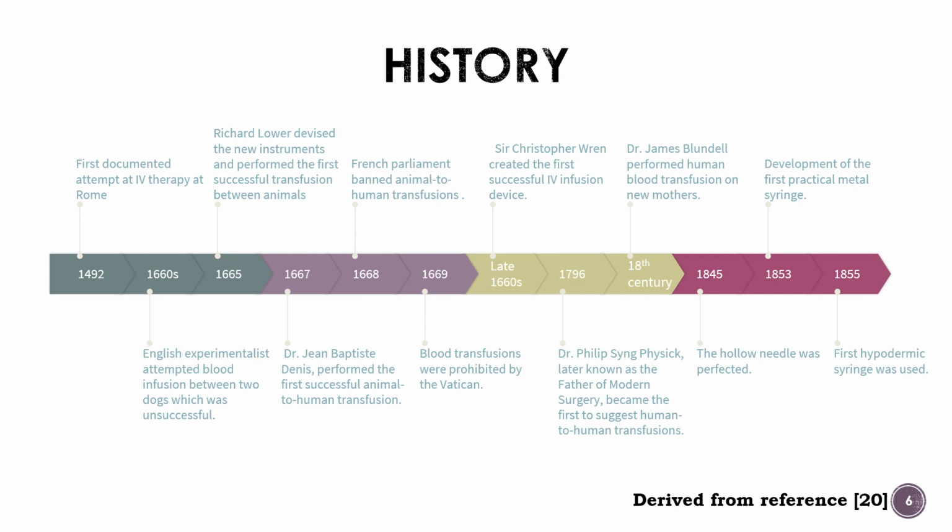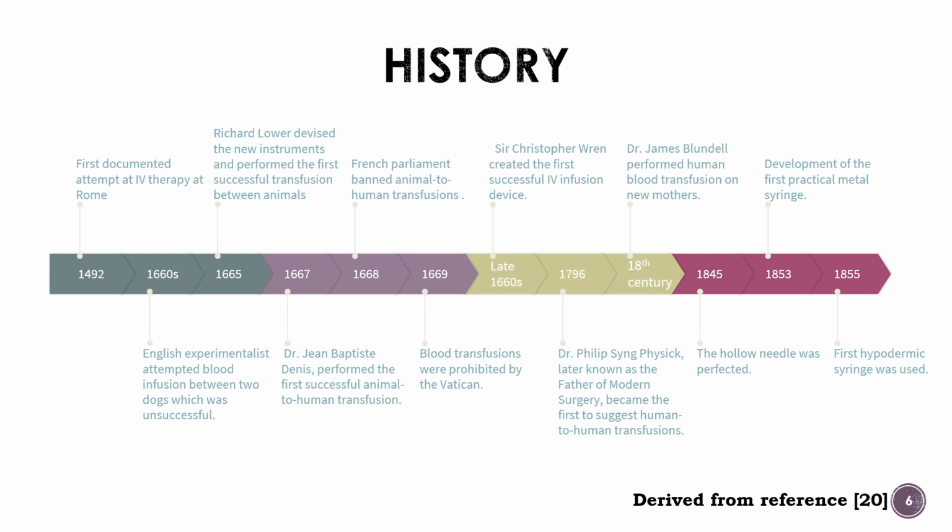In 1667, Dr. Jean Baptiste Denis performed the first successful animal-to-human transfusion after transfusing 9 ounces of lamb's blood into a young man. Subsequent transfusions produced the first documented adverse event, and then later adoption of dubious transfusion practices and the resulting deaths led the French Parliament to ban animal-to-human transfusion in 1668.